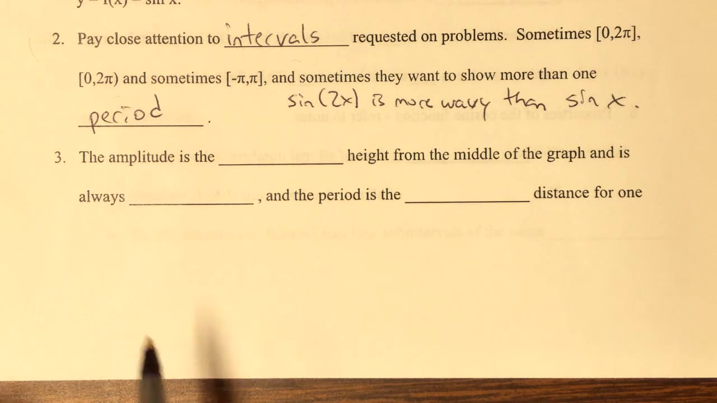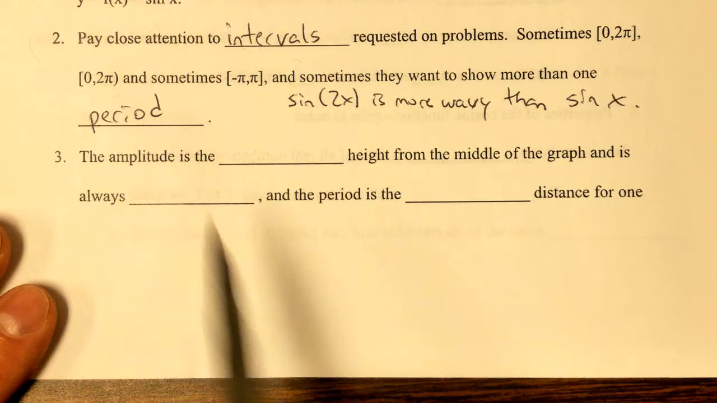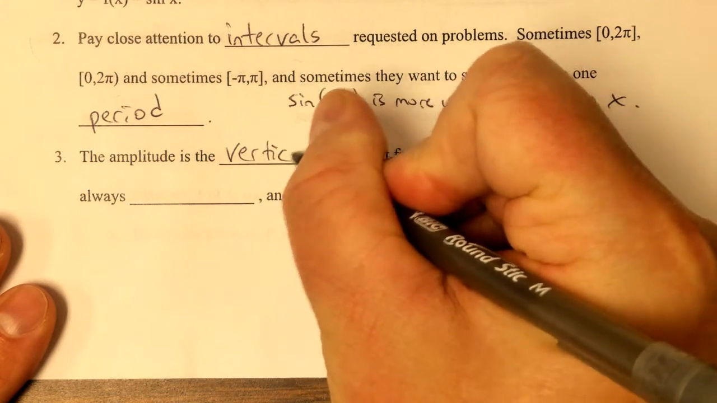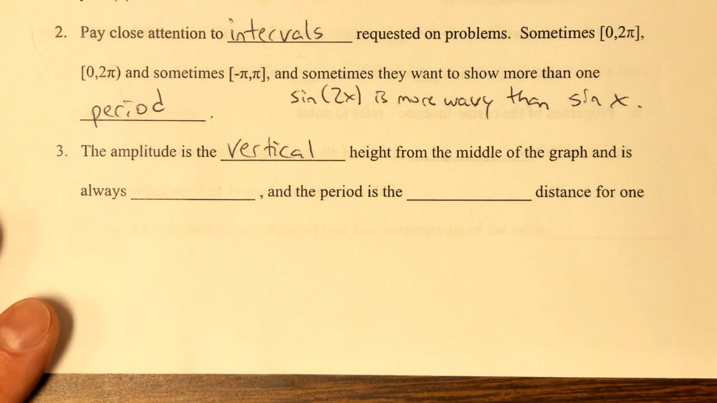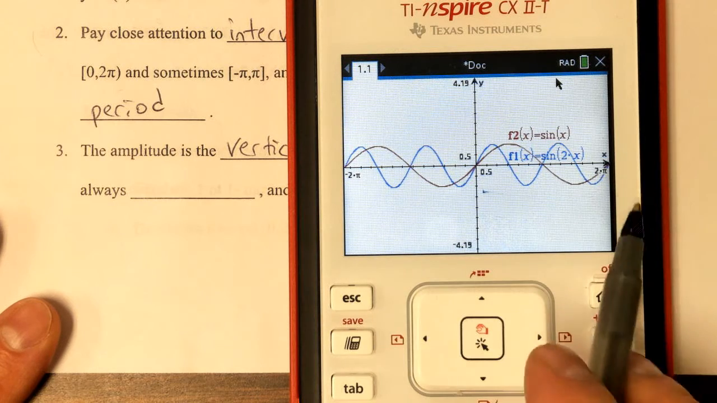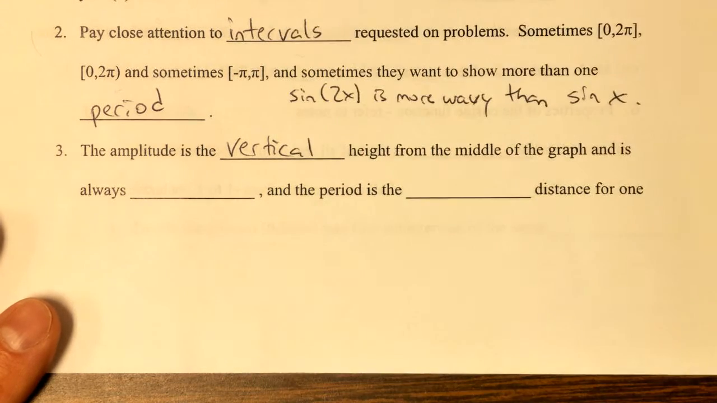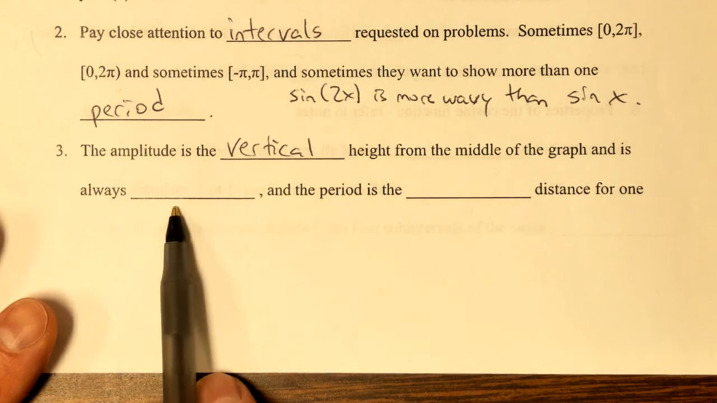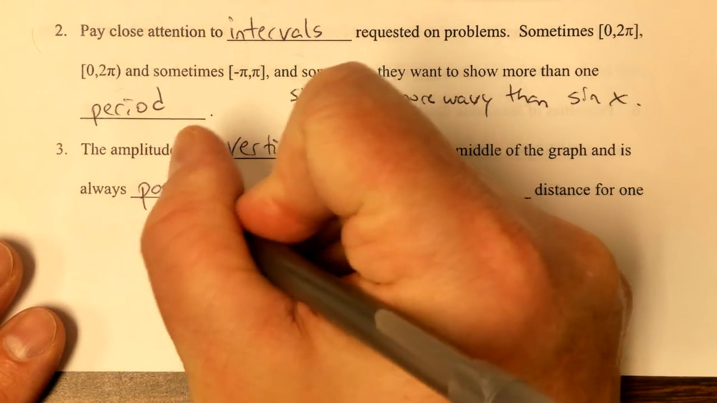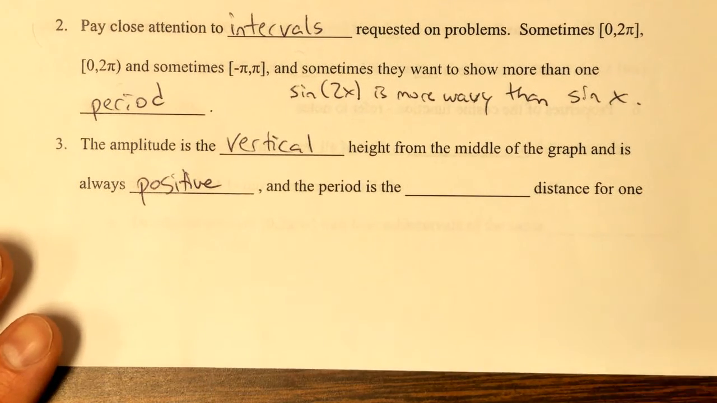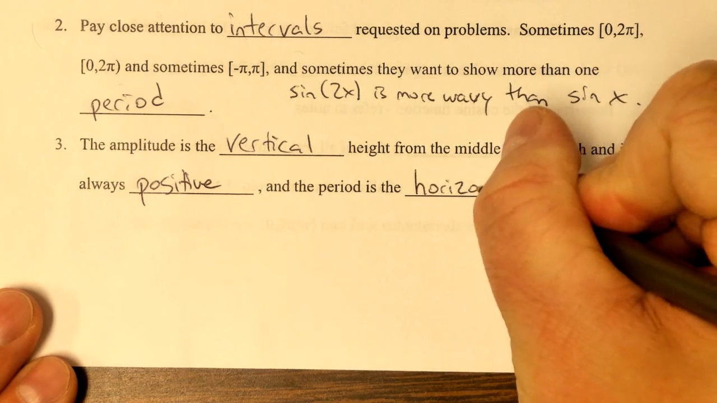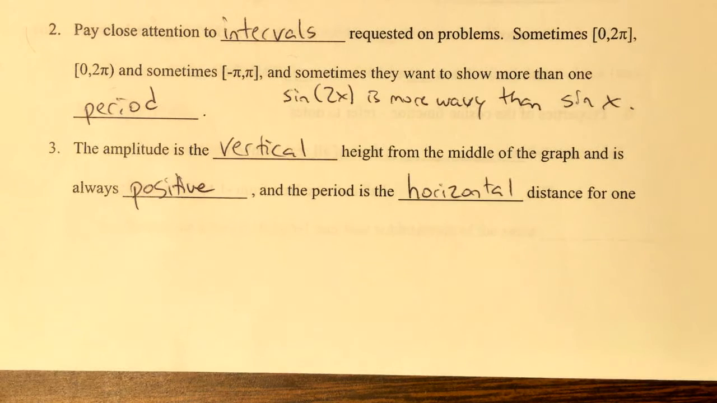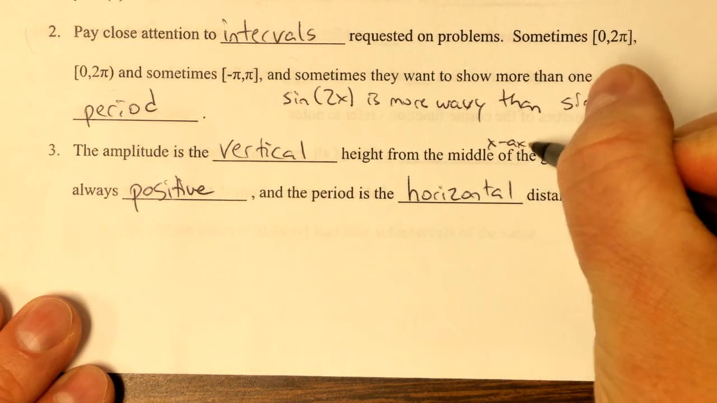Number 3, the amplitude is the vertical height. Amplitude is the vertical height from the middle of the graph. I'm saying the middle of the graph would be the x-axis. Okay? And is always positive. And the period is the horizontal distance. If you want to label middle of the graph as x-axis, you can. That's optional.